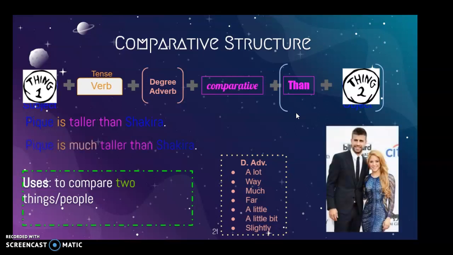So how can I make a sentence using a degree adverb? Well, it goes like this. Piqué is much taller than Shakira. If I say Piqué is taller than Shakira, that sounds okay. But if I want to exaggerate, or maybe not exaggerate, but explain how different, I can just say much taller. And then we all agree because Piqué is very, very tall compared with Shakira.